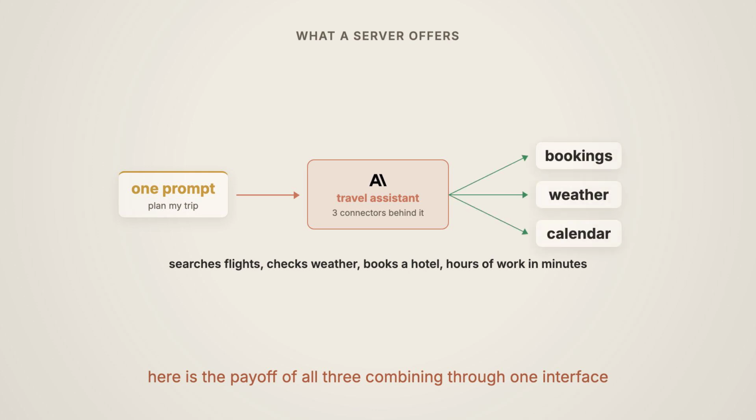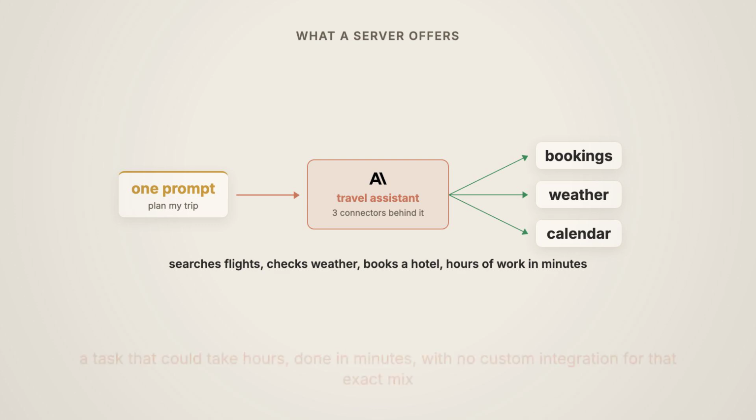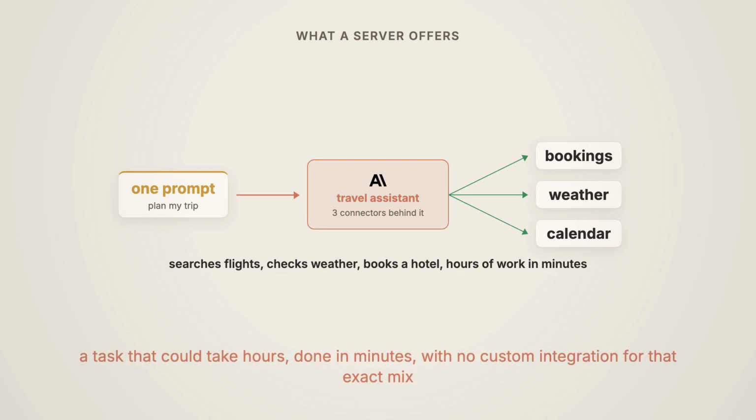A travel assistant with three connectors behind it for bookings, weather, and your calendar and email. You fire one prompt. It reads resources for context, then chains tools across all three connectors. It searches flights, checks weather, books a hotel, makes a calendar event, sends a confirmation. A task that could take hours, done in minutes, with no custom integration built for that exact mix.